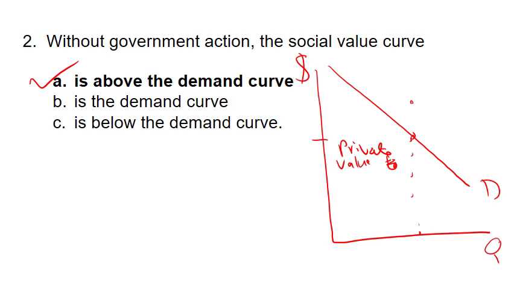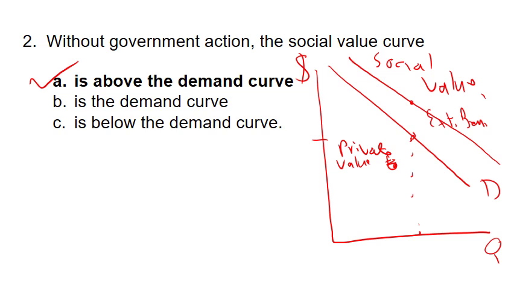If we add on top of that the social or the external benefit, the external benefit is added on top of that, so the social value is higher than the private value. The social value curve is higher than the demand curve.